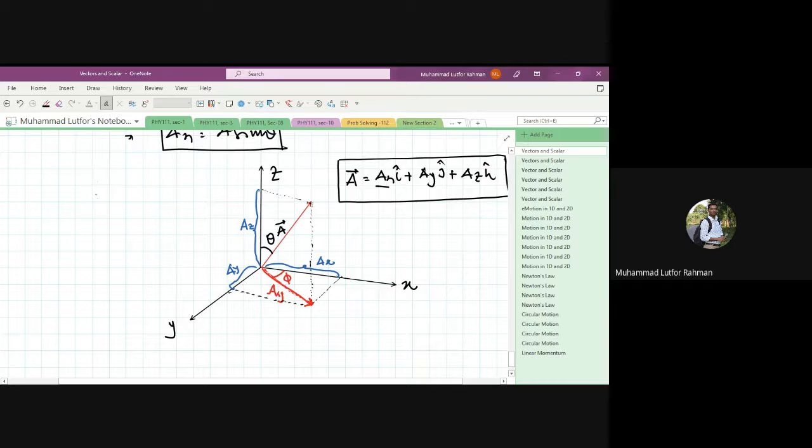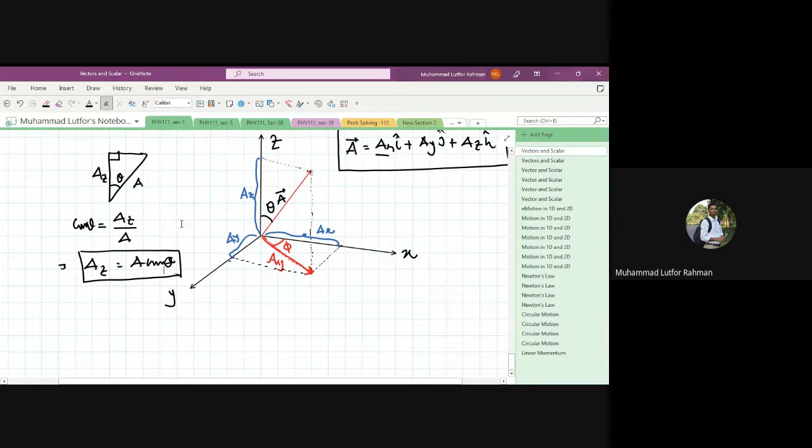All right, az I can find out directly. If you draw it in that form, this is actually your A, and this is the angle, this is the 90 degree, and this is az. So az I could find out directly because cos theta gives base over hypotenuse. So az would be A cos theta, the component of vector A along the z direction. Is that okay?